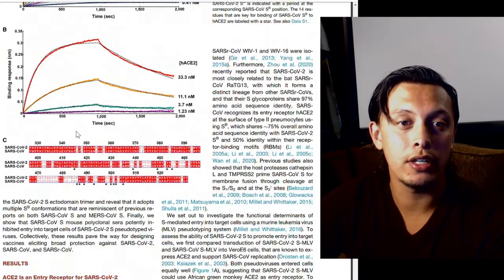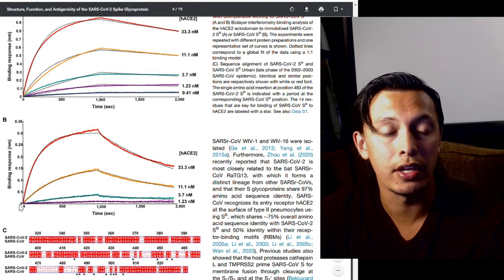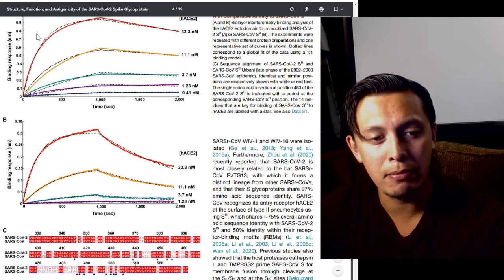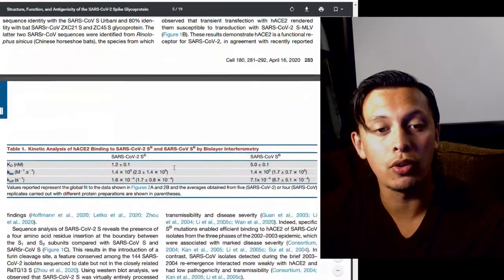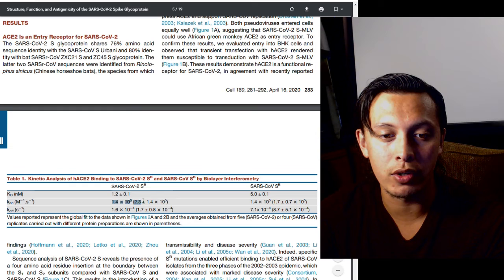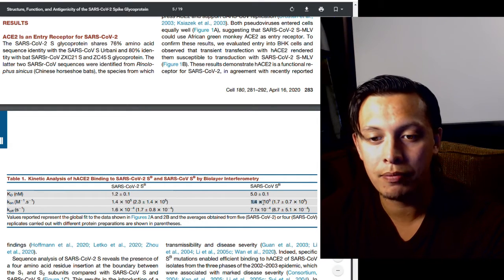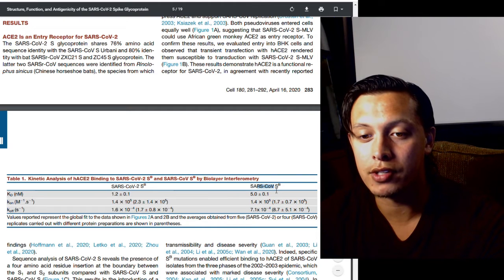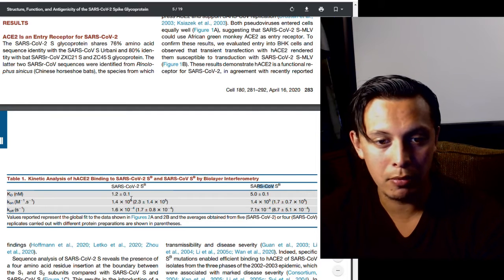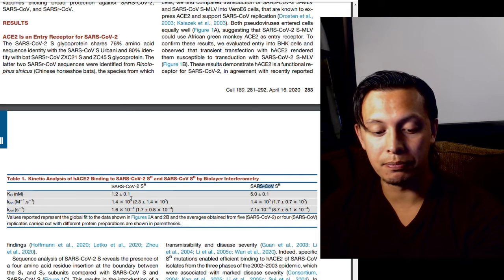Here it's hard to see because the graphs are scaled differently, but the speed, the velocity, is pretty much equal. You can see the k on is 1.4 times 10 to the fifth for the SARS coronavirus 2 spike protein, and it's 1.4 times 10 to the fifth for the original SARS coronavirus spike protein. So between them, pretty much identical as far as how quickly they're coming together.